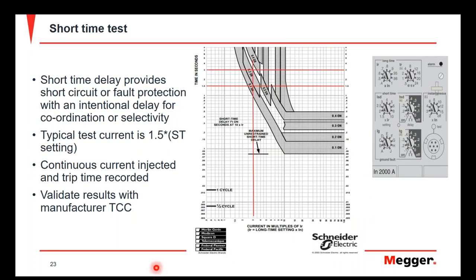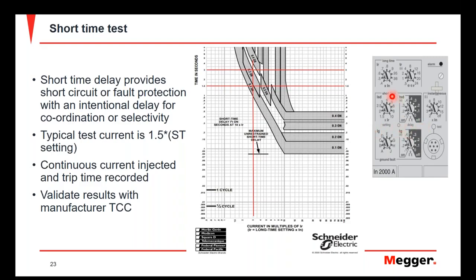So for the short time test function, it's going to be similar to how we tested the long time test function, as in we're going to push continuous current and allow the current to continue to output until the breaker trips, and we're going to time how long that takes. However, we're going to do this a little bit differently in the way that we select the current level that we're going to use. Now, again, we have to refer to our trip unit settings to see where we're going to set our current at whenever we do this test.